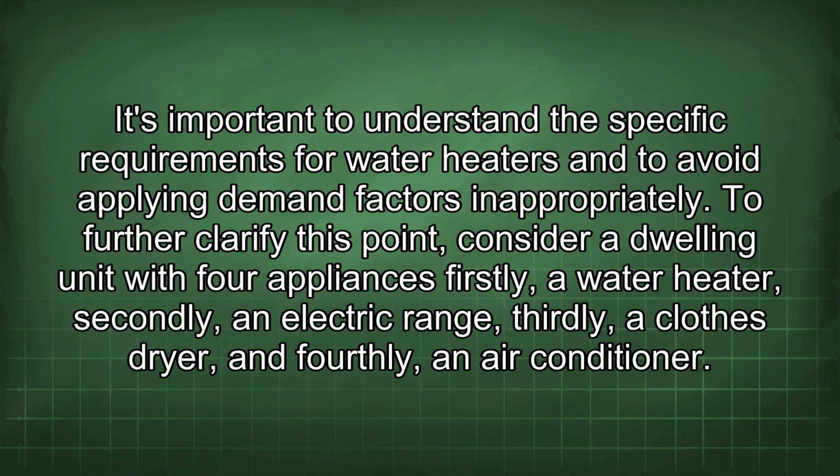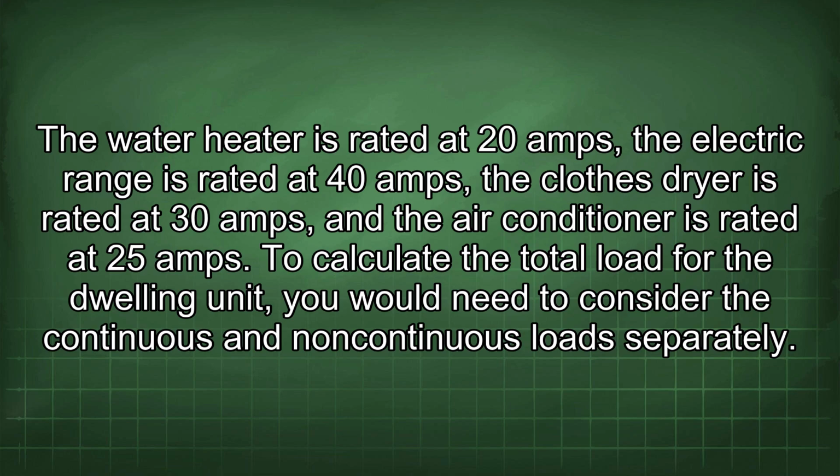It's important to understand the specific requirements for water heaters and to avoid applying demand factors inappropriately. To further clarify this point, consider a dwelling unit with 4 appliances. Firstly, a water heater, secondly, an electric range, thirdly, a clothes dryer, and fourthly, an air conditioner. The water heater is rated at 20 amps, the electric range is rated at 40 amps, the clothes dryer is rated at 30 amps, and the air conditioner is rated at 25 amps.